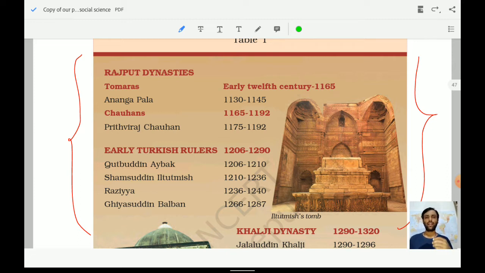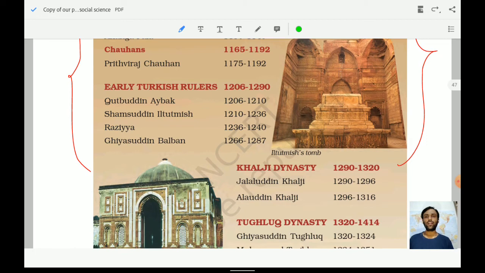As we know, in 1192, when the Battle of Tarain happened and Prithviraj got defeated, this rule also came to an end by that time. So it is now telling about the rule of Prithviraj Chauhan, by what time he ruled in that part. So 1175 to 1192 he ruled from Delhi.